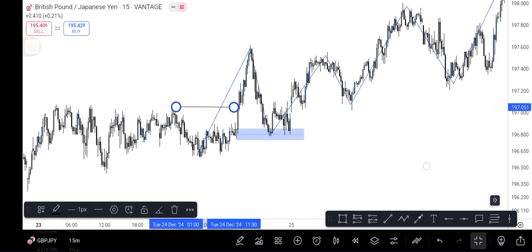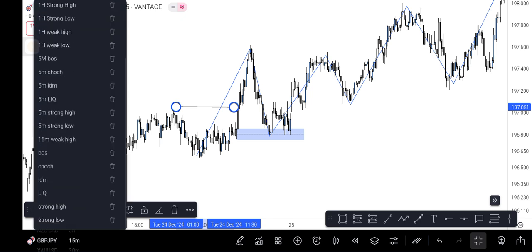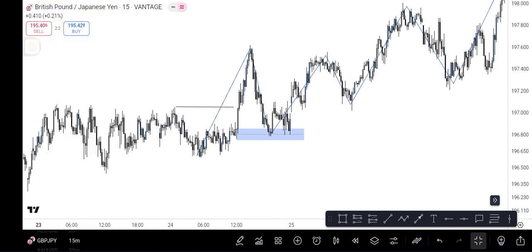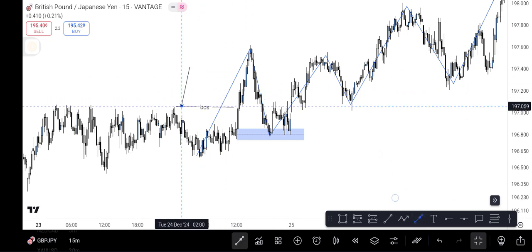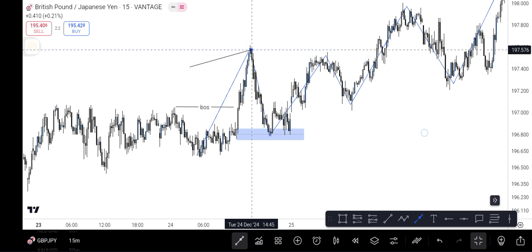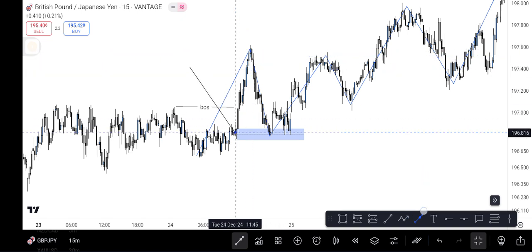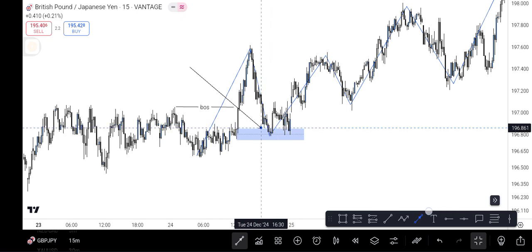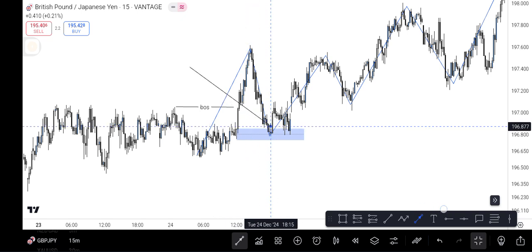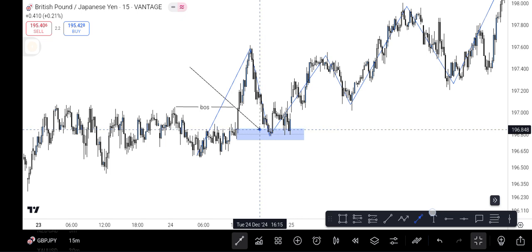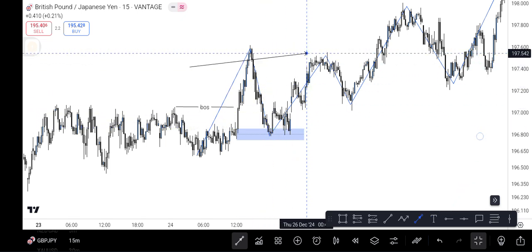So you can see how simple that is, guys. This is the break of structure here. So you see, after price broke the structure, it came back down to gather the pending buy orders here, and then have the next impulse. You understand? It will have the next impulse.